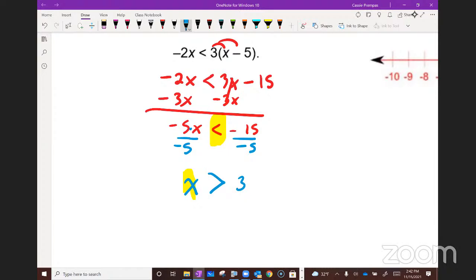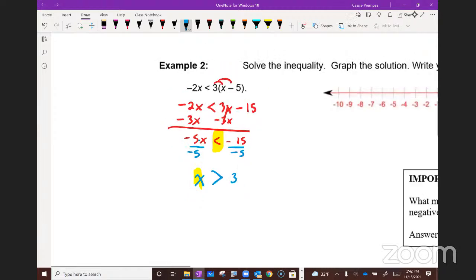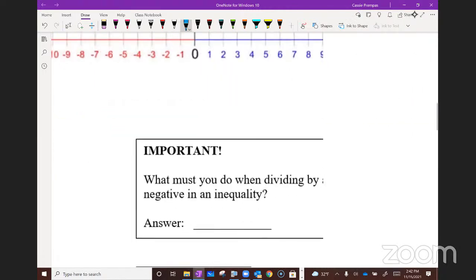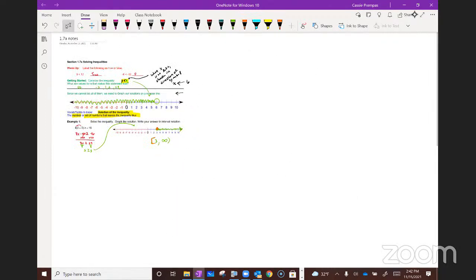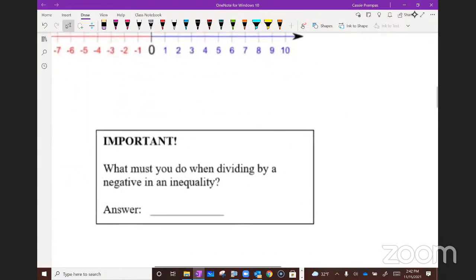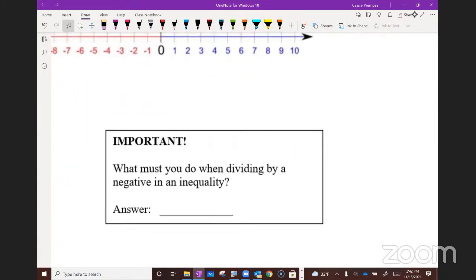Nice. All right. If you didn't remember that, or some people are telling me they've never learned that before, I have it in a box here, and it's really important that you know it from here on out. It was in a box. Now I have to find it. There it is. Whenever, actually, let's add to this. What must you do when dividing or multiplying? Either one. So when dividing or multiplying by a negative in an inequality, you have to remember to flip the inequality sign.